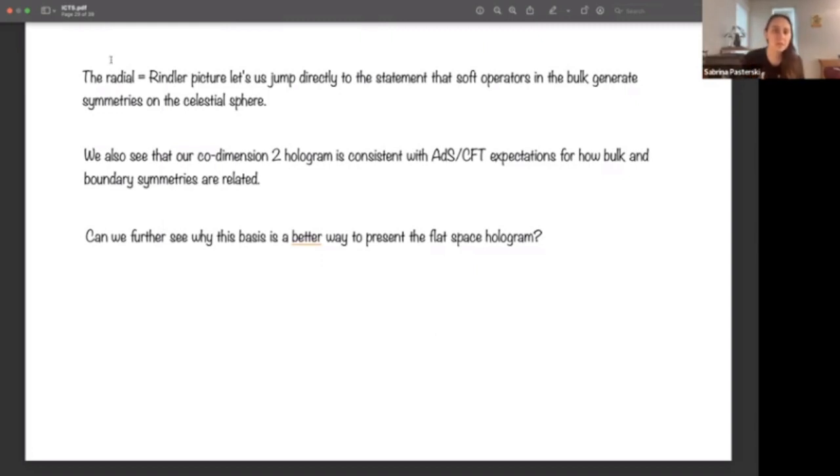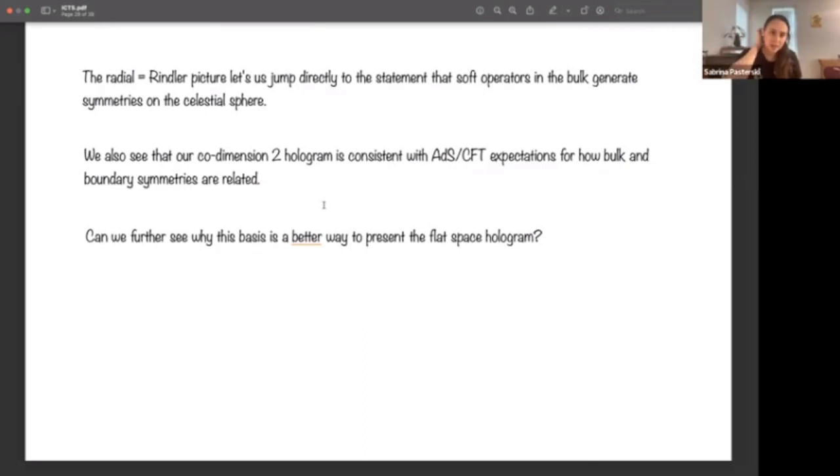But basically now the radial equals Rindler evolution picture let us see that we can jump from cutting the space-time in terms of constant Rindler time cuts, but Rindler time outside of the Rindler wedges. And that let us see that the soft operators in the bulk would be connected to these asymptotic symmetries.